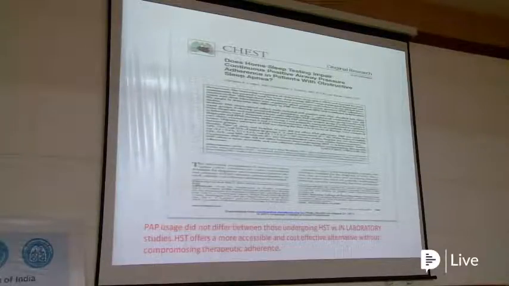There is a little research that was published in 2011 asking whether home sleep testing impairs continuous CPAP adherence in patients with OSA. PAP use did not differ between those undergoing the home sleep study and the in-lab study, and the home sleep apnea test offers a more accessible and cost effective alternative without compromising therapeutic adherence.